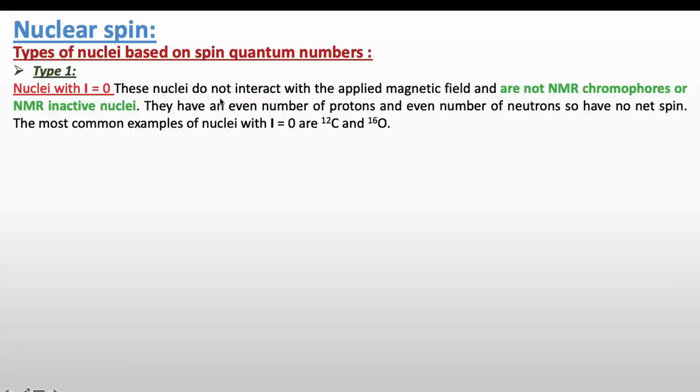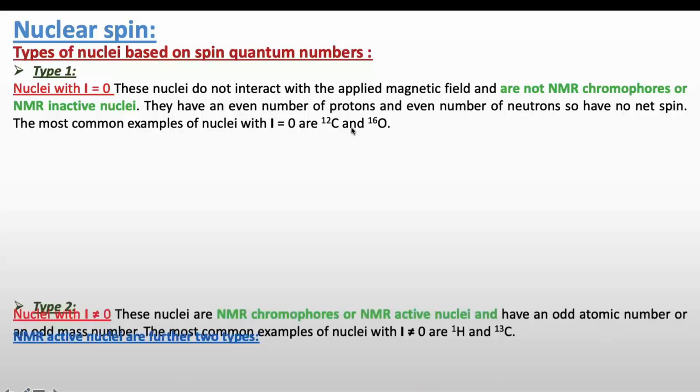These nuclei do not interact with the applied magnetic field, so they are known as NMR inactive nuclei or non-NMR chromophores. The condition for these nuclei is they must have an even number of protons and an even number of neutrons, or else they will have a net spin. The most common examples of nuclei with I equal to 0 are 12C and 16O.